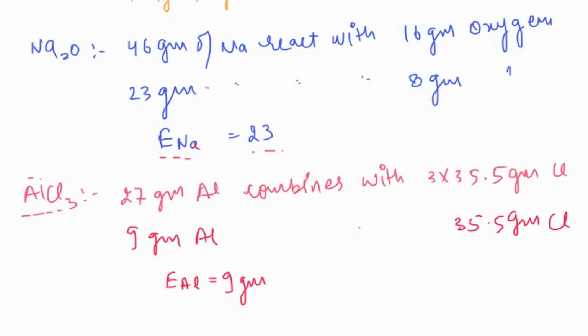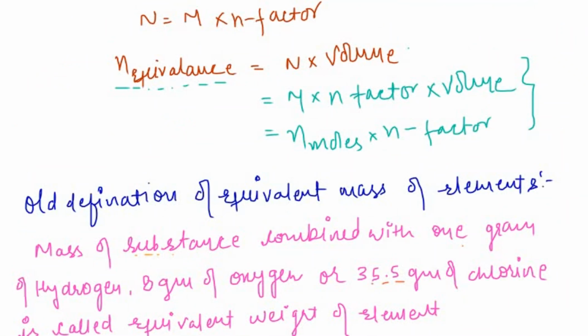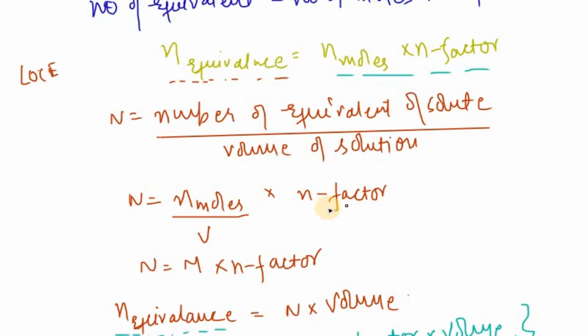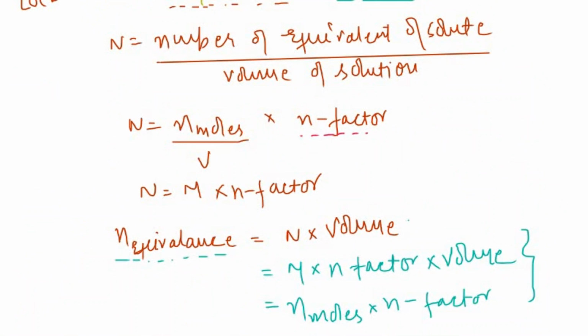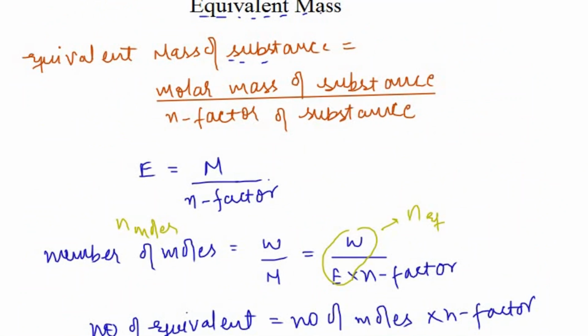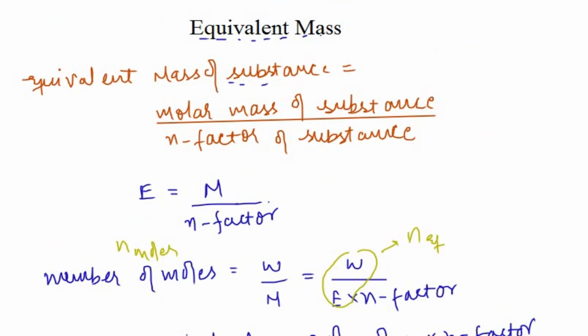So that's how we have various methods to calculate equivalent mass. In the new definition of equivalent mass, we need to know the n factor. There are various methods to calculate the n factor, which we're going to see in the further videos.